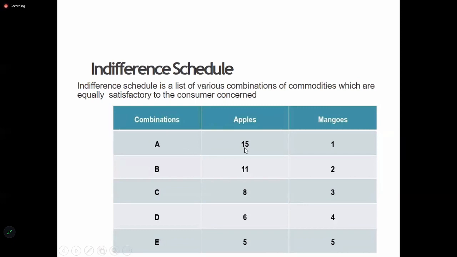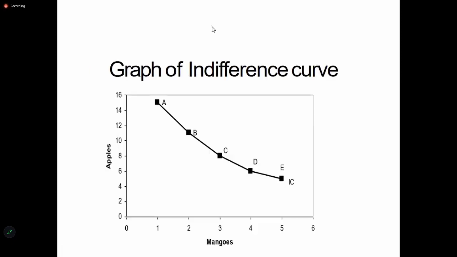Let's say, after taking 15 apples and 1 mango, and 11 apples and 2 mangoes, 8 apples, 3 mangoes, that means the same satisfaction level to the consumer. So different indifference curves come based on the change of their preferences. So here you can see the indifference curve.